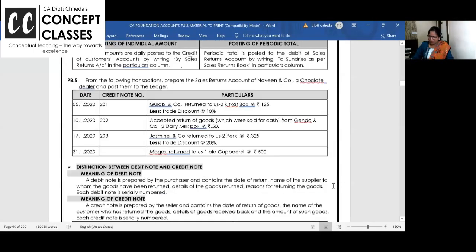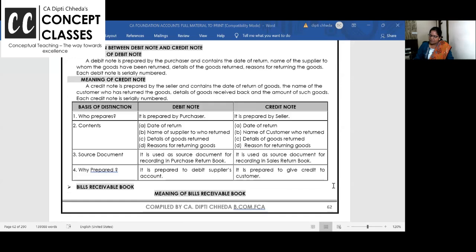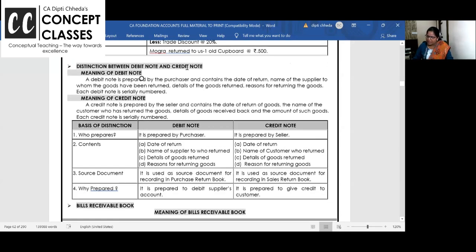Chalo. Now we will see here. Please scroll down. See, this is the concept. The debit note is prepared by the purchaser and contains the date of return, number of supplier and all details. So debit note, because party to purchase return. Credit note is prepared by the seller and contains the date of the return and all, for sales return. So who prepares the debit note? Purchaser. Who prepares the credit note? Seller. Clear?